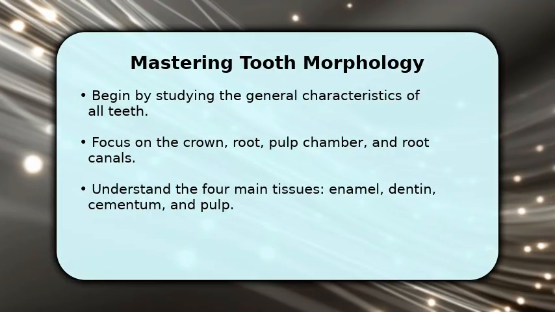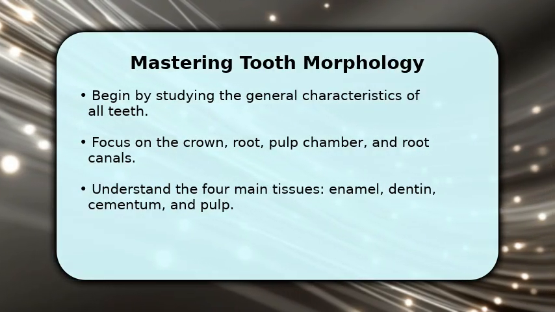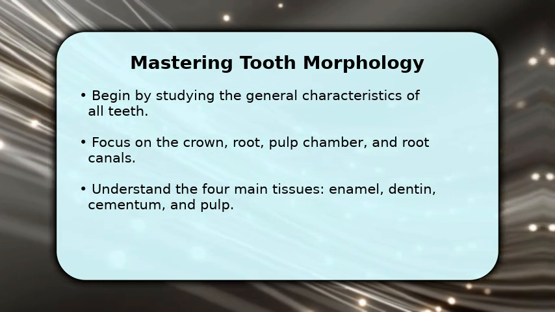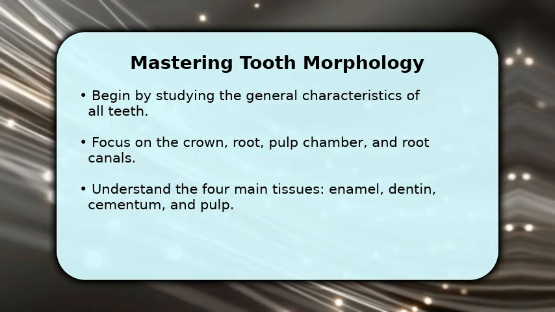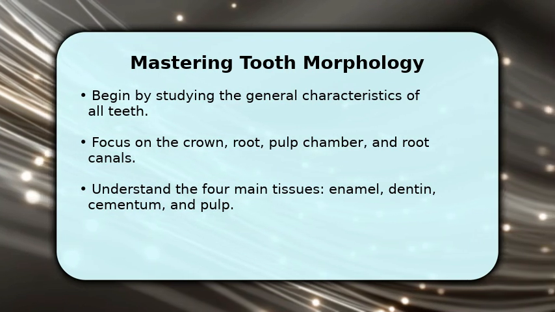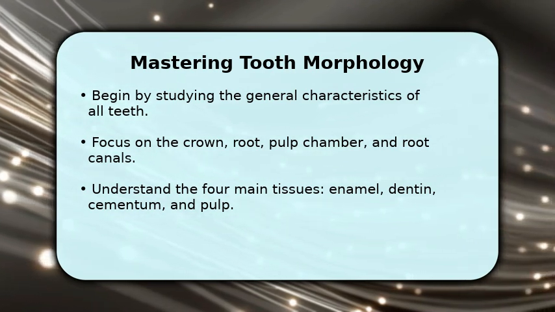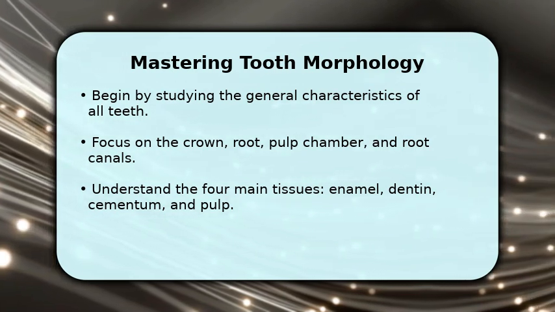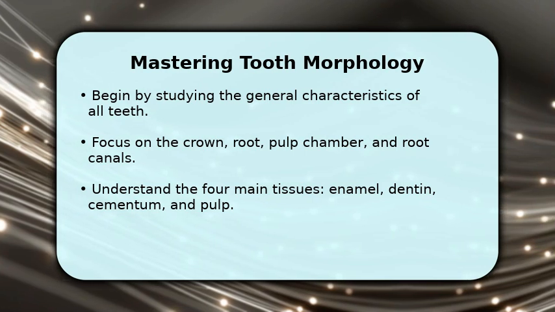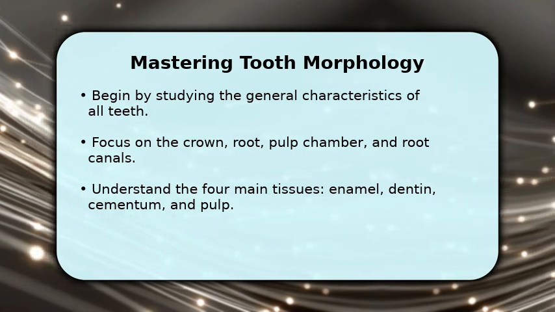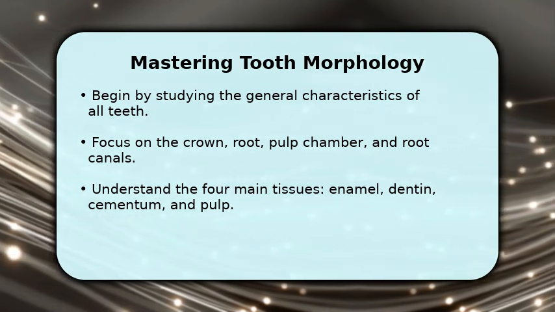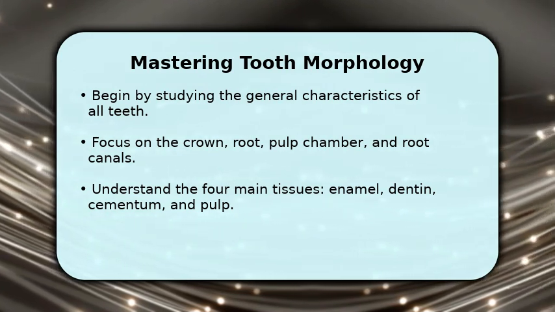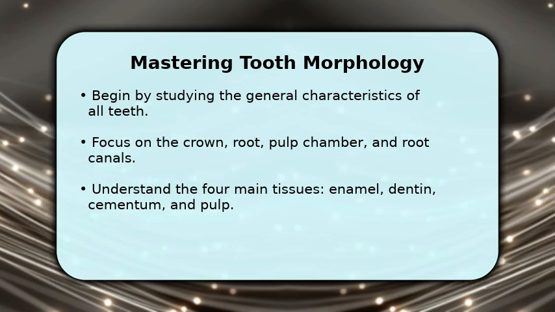To master dental anatomy, start with the foundational knowledge of tooth morphology. Every tooth has a crown and a root, containing a pulp chamber and root canals. It is vital to understand the four primary tissues: the hard enamel, dentin, and cementum, plus the soft pulp. Also, remember the 5 distinct surfaces of each tooth: the facial, lingual, mesial, distal, and either occlusal for posterior teeth or incisal for anterior teeth. This forms your essential base.